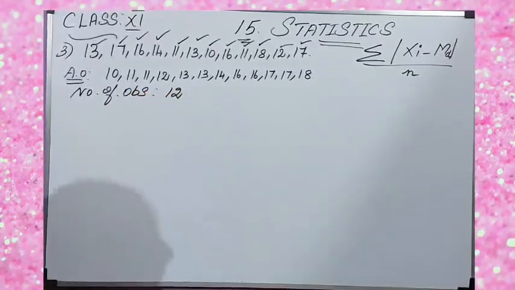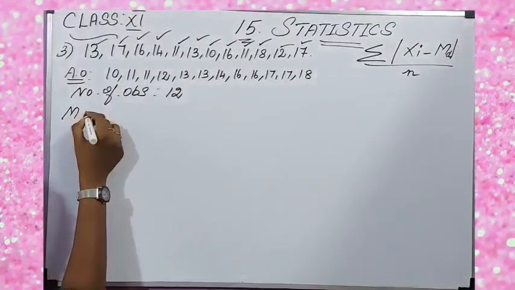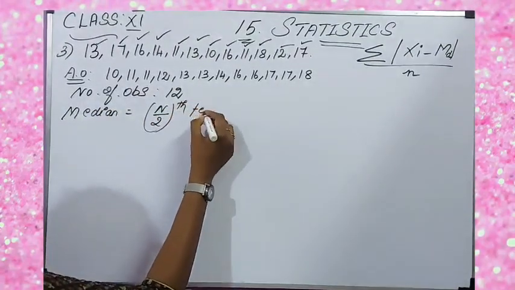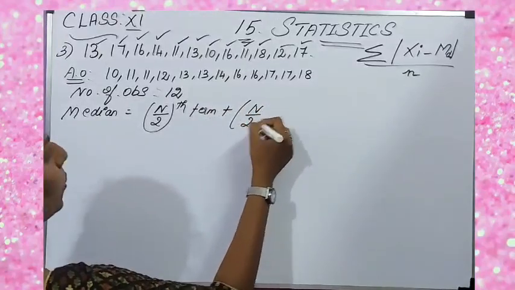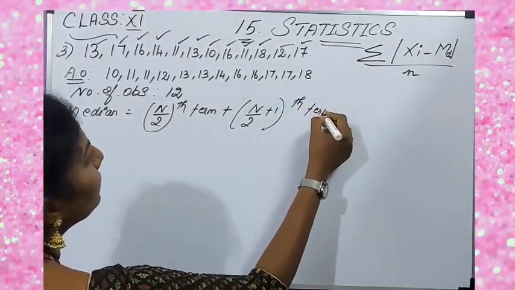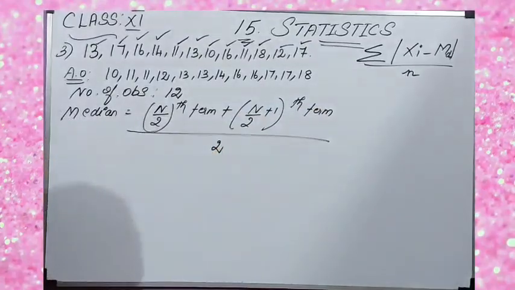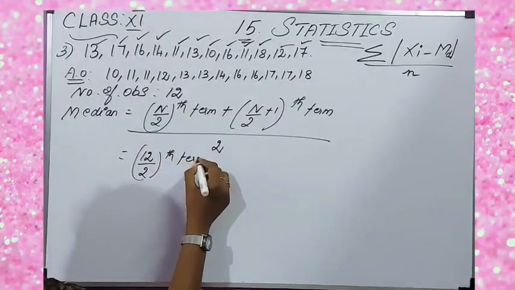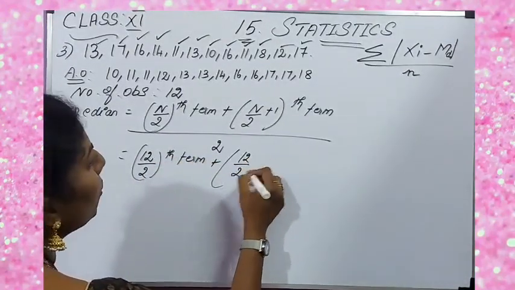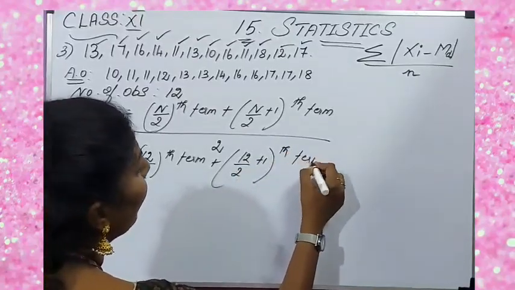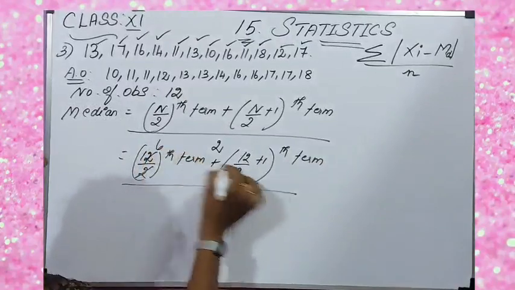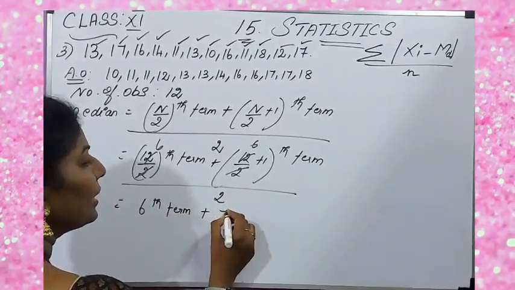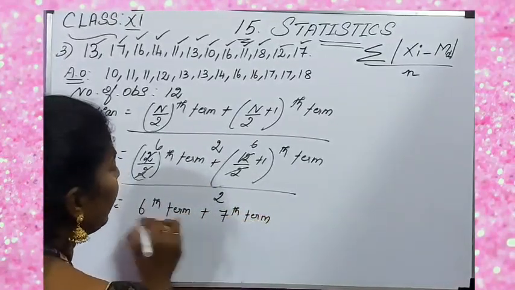12. So it is an even number. If it is an even number, what is the formula for the median? Median is equal to the (n by 2)th term plus the (n by 2 plus 1)th term, divided by 2. So what is my n here? 12. So 12 by 2 is the 6th term, plus the 7th term, divided by 2.